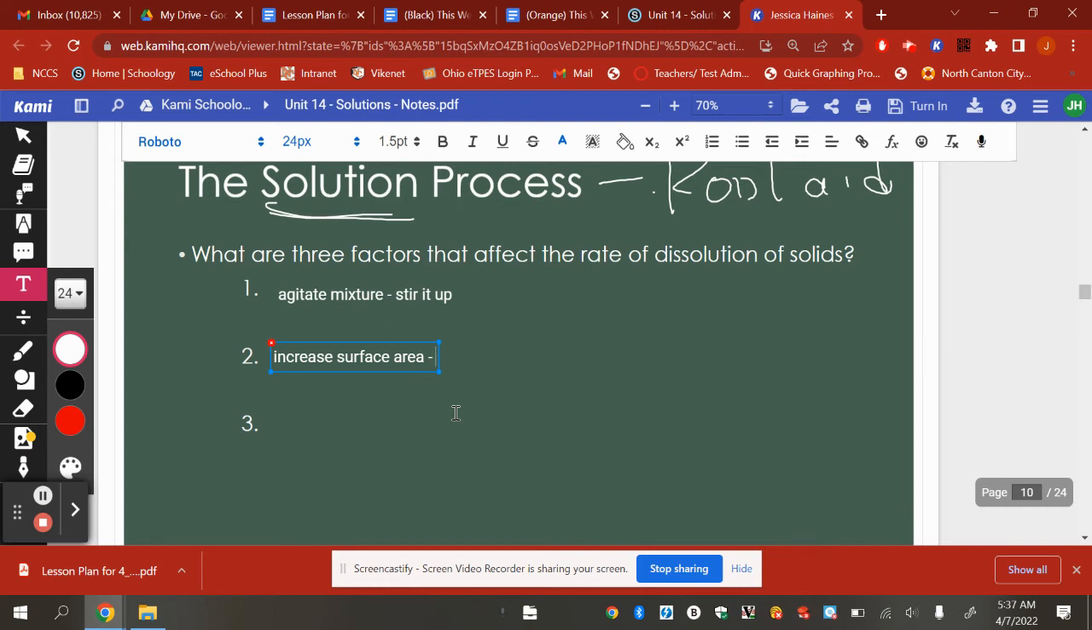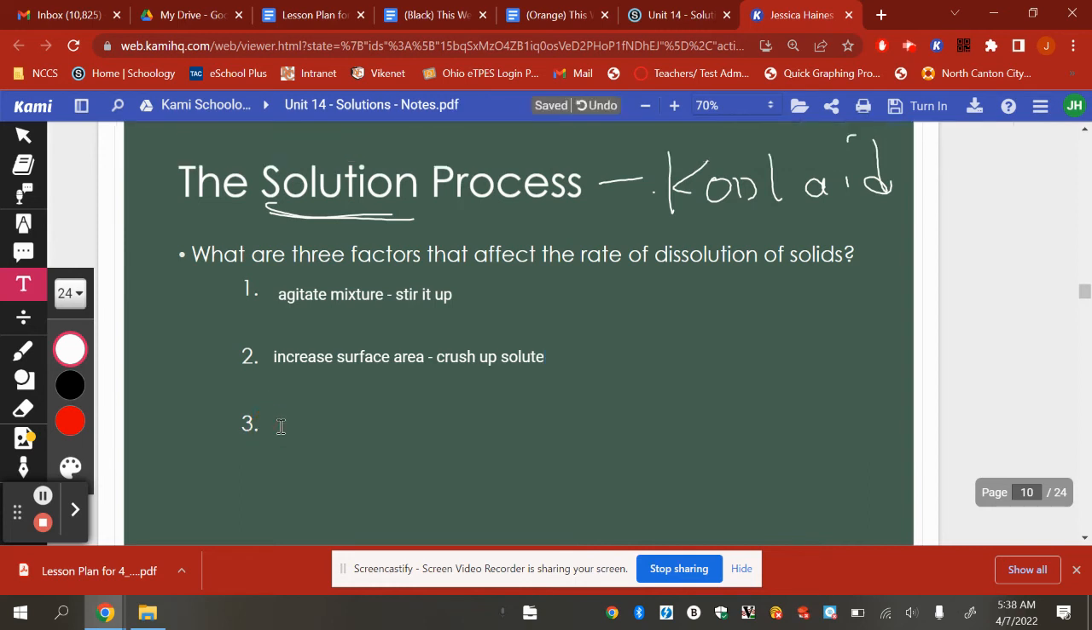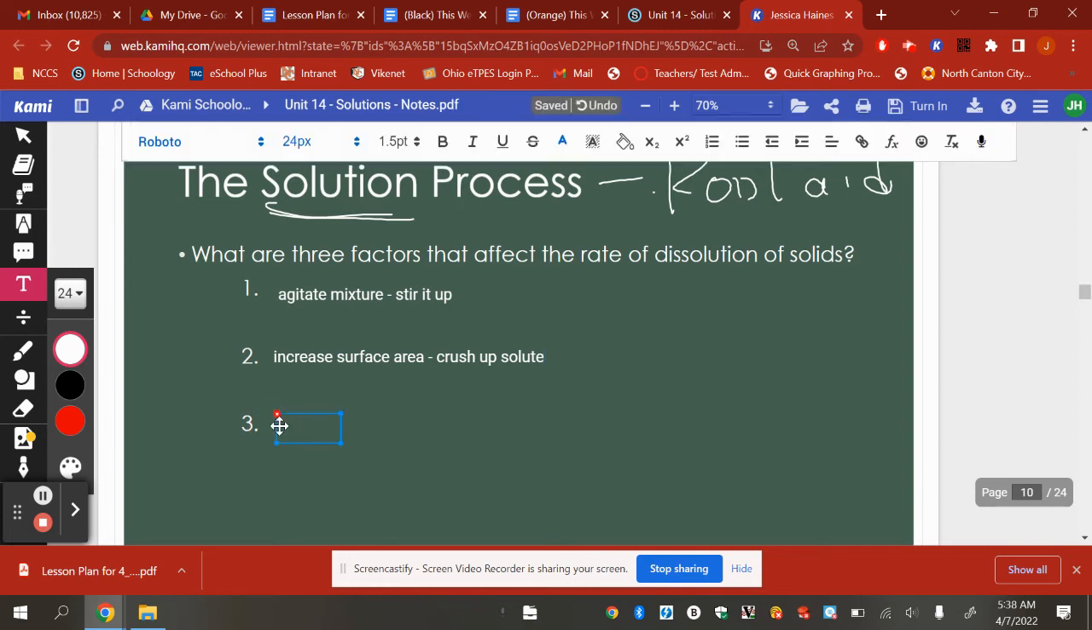Well, that's because when you crush something up, you increase the surface area, and therefore there's more surface area for the solvent to be working on and dissolving it. So if you wanted to make Kool-Aid faster, you could crush up all the powder into a finer powder and it would dissolve faster. So basically we do this by crushing up the solute.